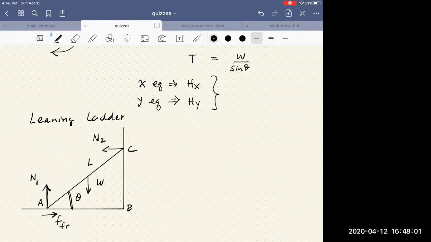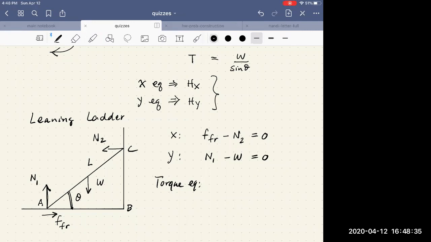So let me first set up a force equation. And the force equation here is quite straightforward. I have F friction, and then N2 moving in the other direction. So that would give me a 0. Likewise, as far as Y equation is concerned, I have N1 minus W is equal to 0. And as far as torque equation is concerned, I again must identify about which point it is going to be most beneficial for us to take torque.